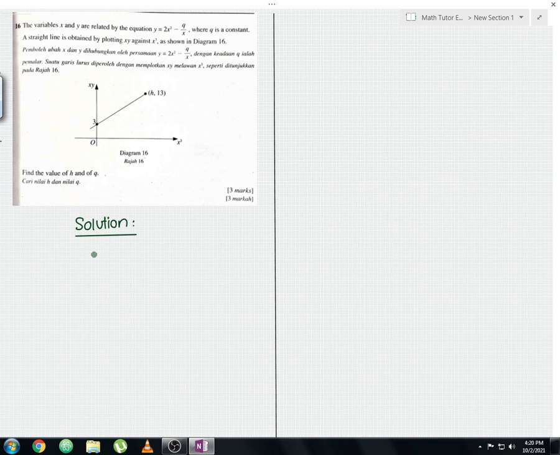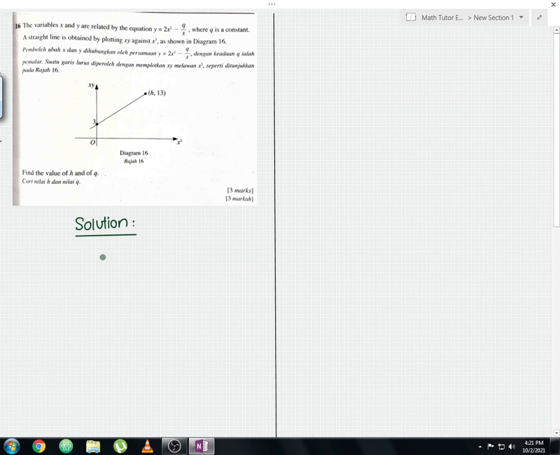Okay, let me read the question now. The variables x and y are related by the equation y equals 2x squared minus q over x, where q is a constant. A straight line is obtained by plotting xy against x cubed as shown in diagram 16. So this is the diagram 16. The question asks us to find the value of h and of q. So this is the overall question.